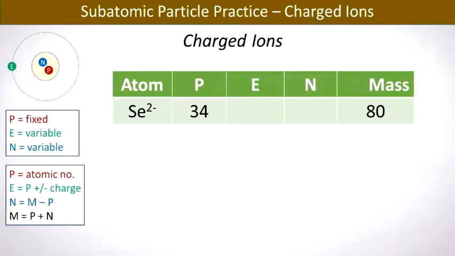Let's start with selenium -2. Since this is selenium -2, we note that we have added 2 electrons to the neutral atom. In this case, we start with a mass number of 80 and 34 protons. To obtain the number of neutrons, we simply subtract the number of protons from the mass number. To obtain the number of electrons, we must add the number of additional electrons to the number of protons to obtain 36.